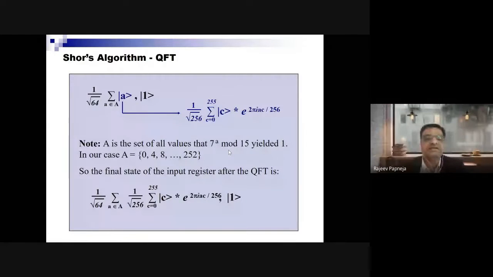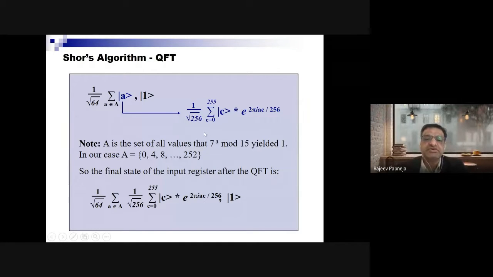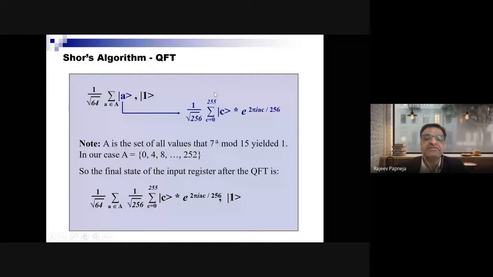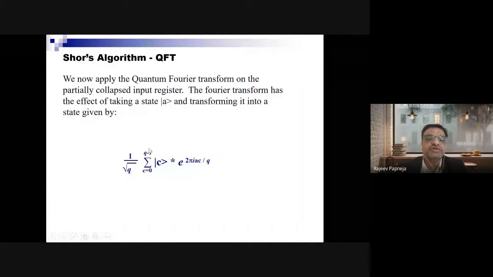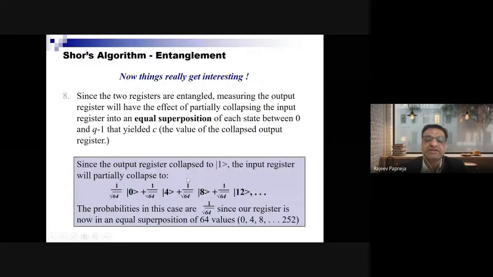So basically, we know that A is the set of all the values that yielded 1, which was 0, 4, 8, all those things. So 1 to the root 256, 0 to 255. The final state of the input register will be 1 root 64 and then sum of 1 root 256, C equal to 0 to 255, bracket C. It is nothing but just putting values in this. We know the value of Q, we know the value of Q, C, we know the value of A, C, Q. That's all. We've just put these values here. That's all we have done.